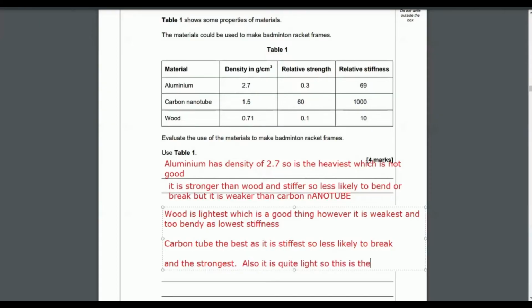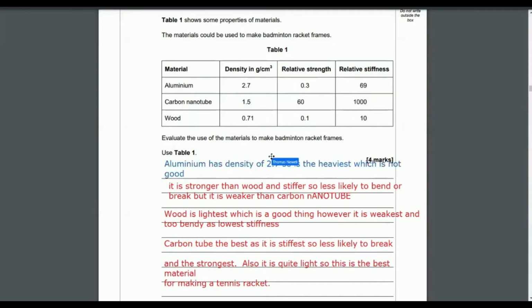And it's also the strongest, and it's light, so it makes it an excellent choice for making a tennis racket. Maybe the stiffness isn't so good; it won't be as flexible, but that would be my overall choice at the end. I'd go for the carbon nanotube because 2 out of the 3, definitely the strength and the lightness. It's medium light and it's the strongest, so pretty good. And the stiffest, so less likely to break. So they would be my reasons for picking the carbon nanotube.